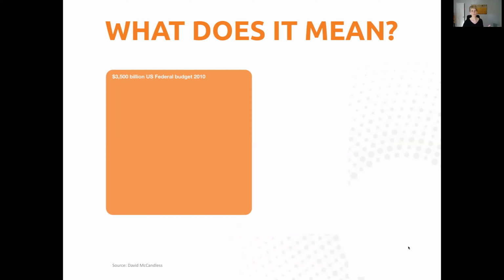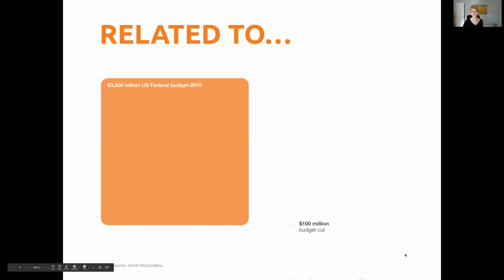So I've got this big orange block, right? 3.5 billion, right? It's the US federal budget in 2010. So what am I trying to say with this? Like, I don't know, it's a big orange block. But when you put it together with this tiny little dot that shows the $100 million budget cut that was happening in 2010, now I get it, right? So just this contrast. But clearly he's making a point, that, you know, he wants people to get a sense of perspective on this one about how much is $100 million budget cut.